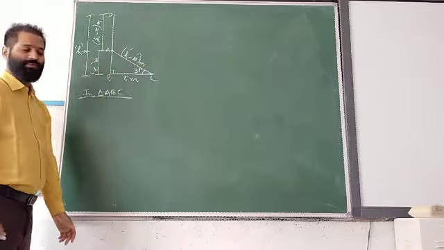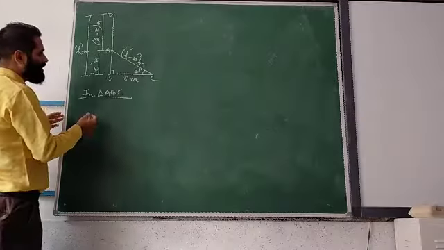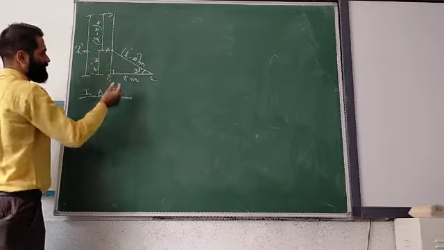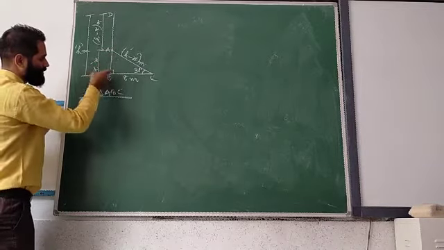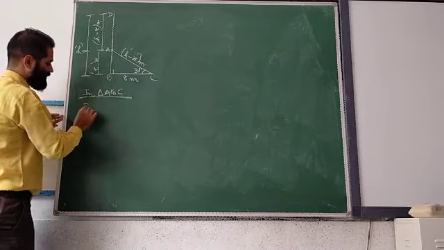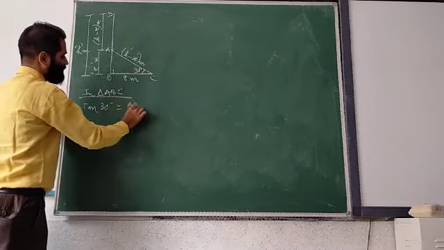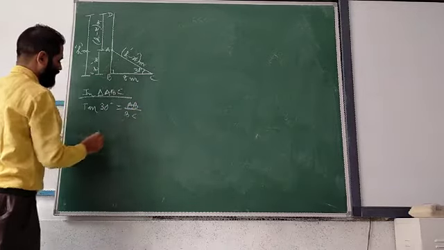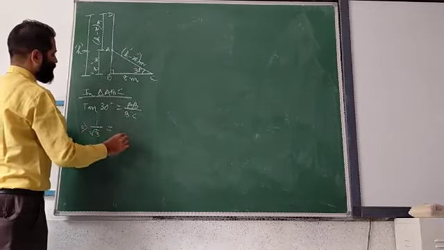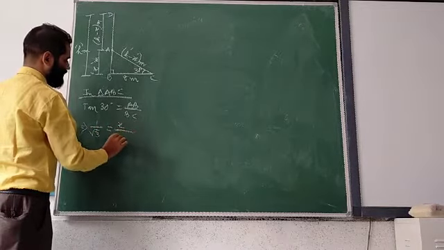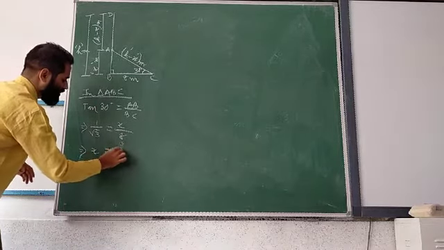Are you getting? Okay, so in this single triangle, this and this, what is the relation? tan. So can we say that tan 30 degree equals AB by BC? Now tan 30 is what? 1 by root 3. AB is X. And BC is 8. So I'll cross multiply and we will have X equal to 8 by root 3.